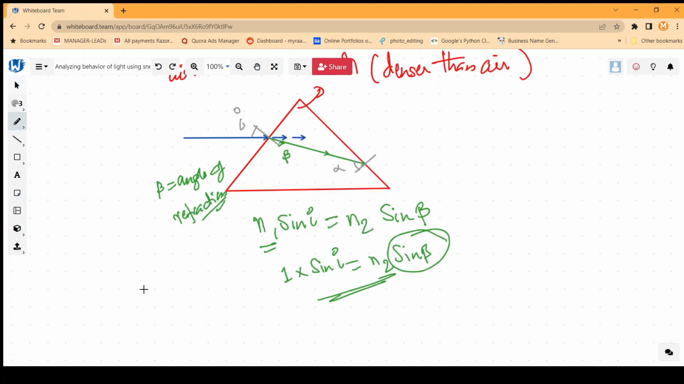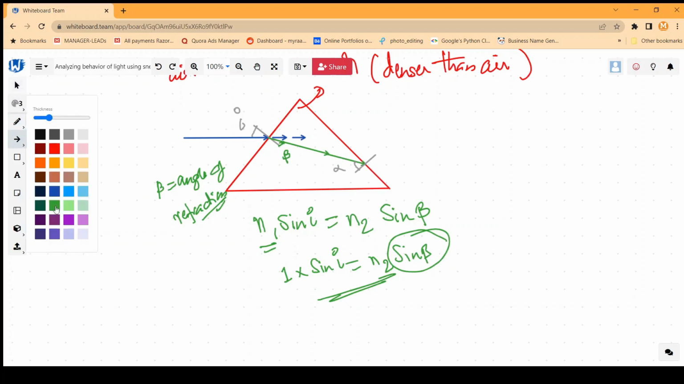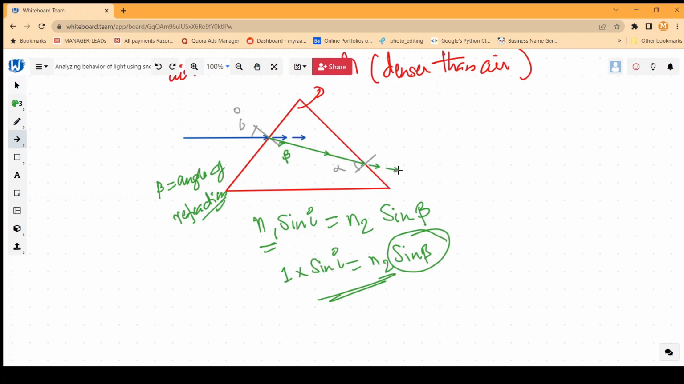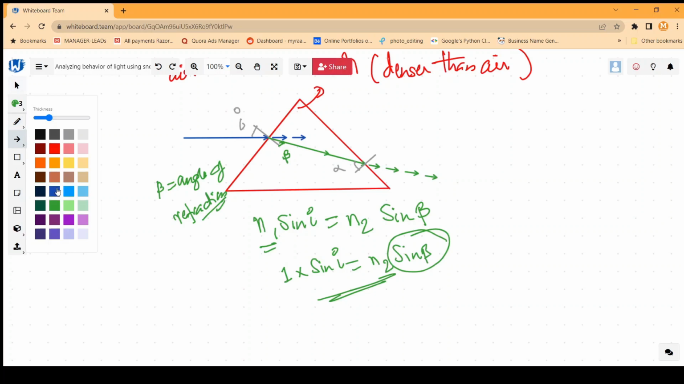And now let's try and see how the light will proceed from here. So if there was no refraction at this surface, the light would proceed in a straight line. But we know there is going to be a refraction, right? So now we want to know how the light will go from here to here. So now this is coming from a denser medium to a lighter medium, which is air, right? So this is a denser medium. After this line, there's a lighter medium. So the ray will proceed in a direction which is away from the normal. So the light ray is again going to bend.